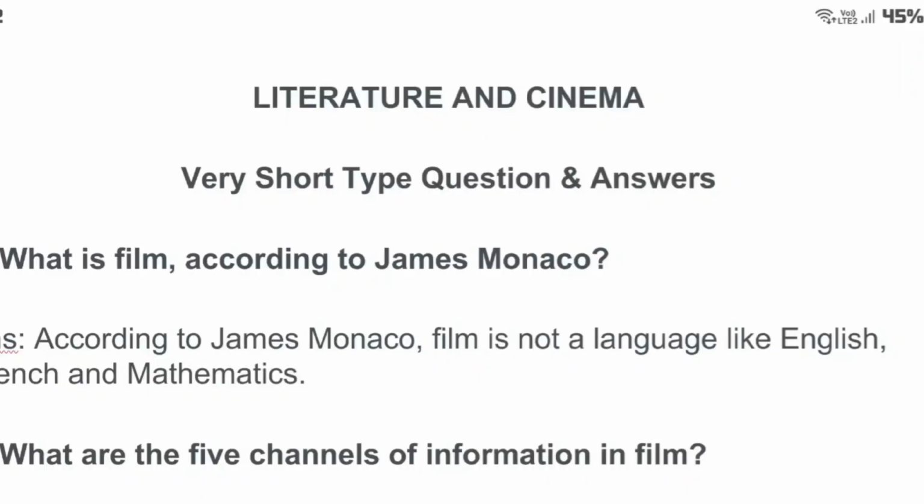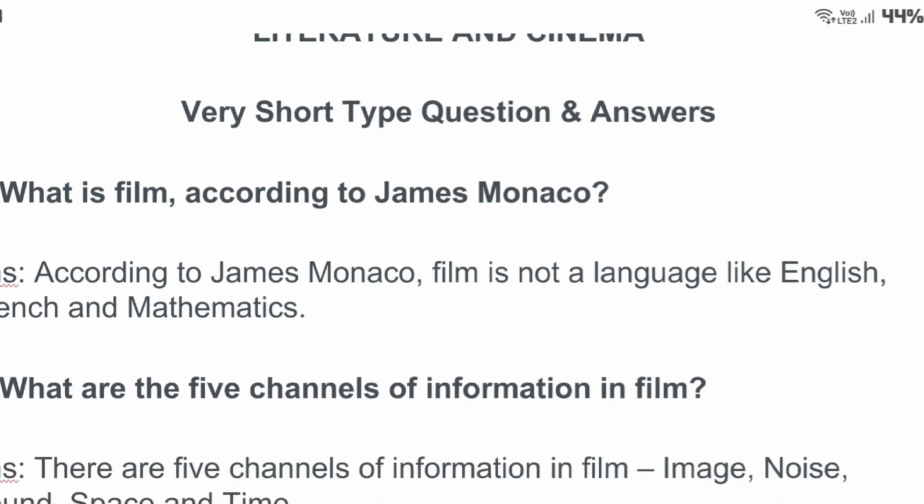Note down questions from your second paper, Literature in Films, Media and Studies, Chapter 1. Note down the questions, very short questions, or these questions may be helpful in selecting your objective answers in the external exams. So, question number 1, what is film according to James Monaco? According to James Monaco, film is not a language like English, French and mathematics.